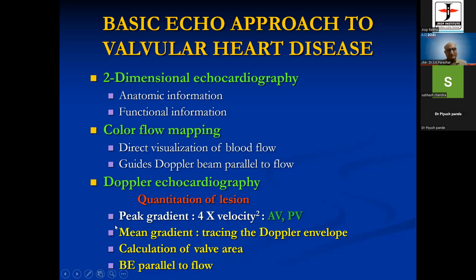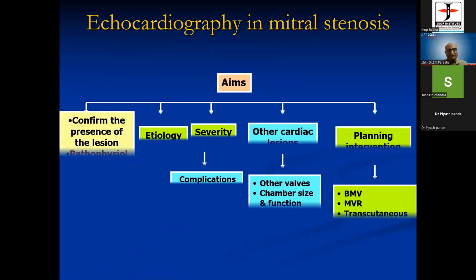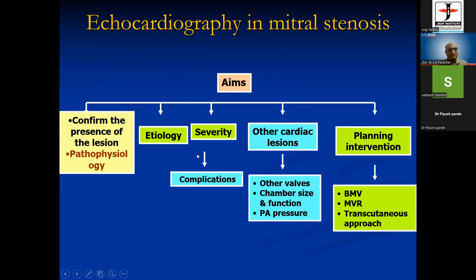In some situations, the peak gradient is important, like aortic valve and pulmonary valve, while a mean gradient, as I told you, is obtained by tracing the Doppler envelope and then calculating the valve area. So with this basic thing, now we come to this study, the aims of echo in mitral stenosis. Number one, confirm the presence and then the pathophysiology. Pathophysiology is important to understand the course of the disease.